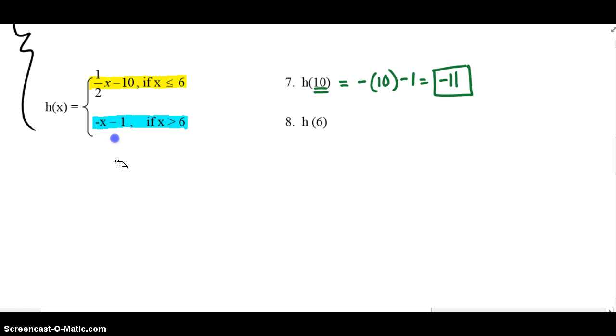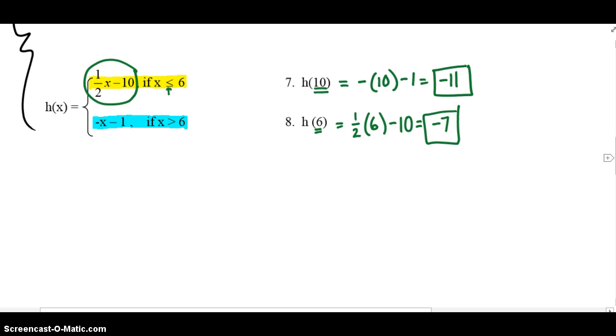Alright, let's try number 8 then. H of 6, so that means x is 6. So, is 6 less than or equal to 6, or is 6 greater than 6? Well, 6 is equal to 6, so you want to find the one that has that little bar underneath, because that means equal, and that'll be this one. So, if I plug it in, we've got 1/2 times 6 minus 10. 1/2 of 6 is 3, and 3 minus 10 is negative 7.